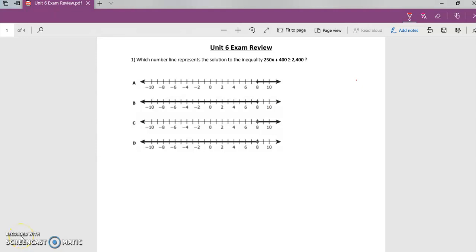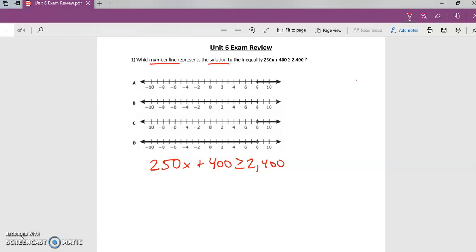Okay guys, here we are with our Unit 6 exam review, and we're going to start with this first question. It says, which number line represents the solution to the inequality 250x plus 400 is greater than or equal to 2400? So let me rewrite that down here. 250x plus 400 greater than or equal to 2400. Again, big numbers, but the process is still going to be the same. We have to find the solution and then see which number line matches it.